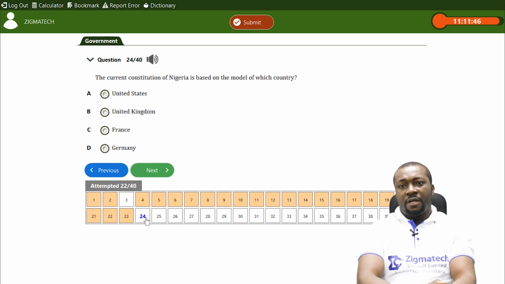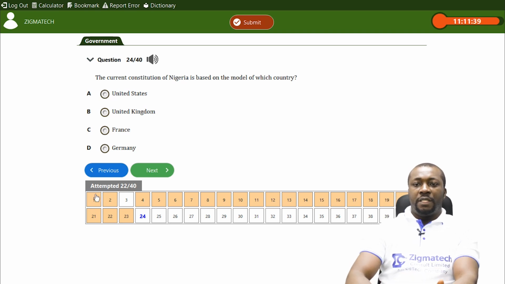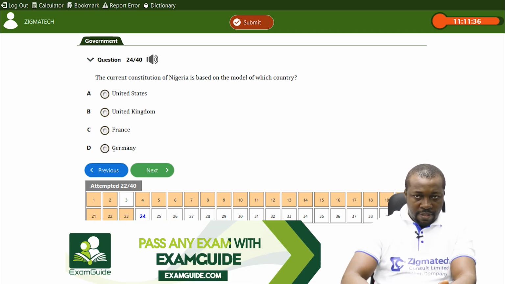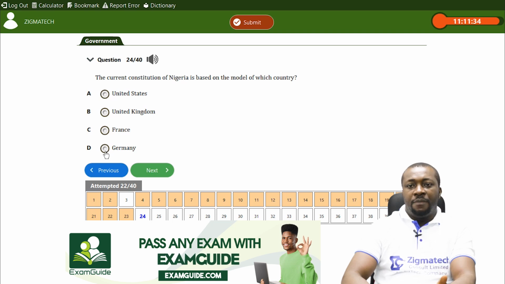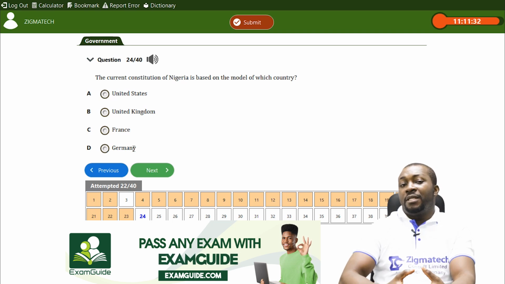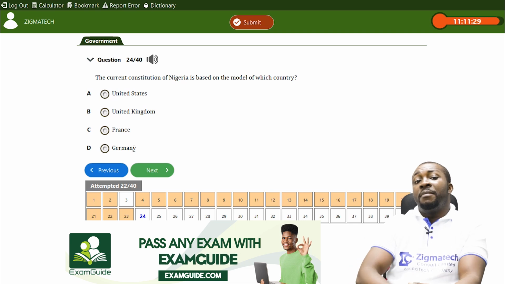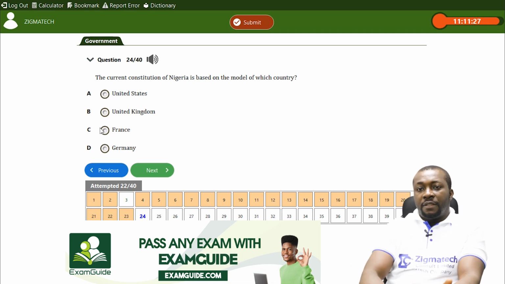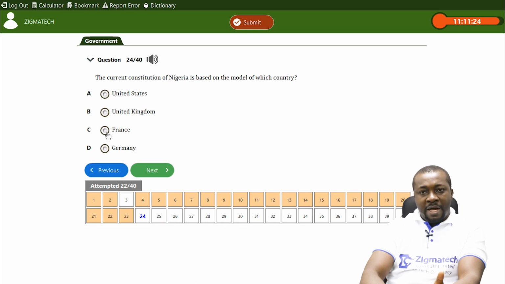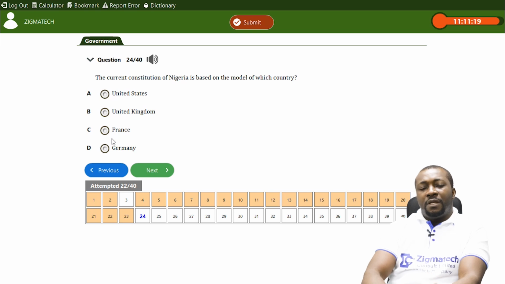Now, number 24, the current constitution of Nigeria is based on the model of which country? Let's start from the last, from D. Is it Germany? Germany practices a parliamentary system of government. Do we practice parliamentary? No. France, we didn't model, even though France, yes, practices something like presidential, but we didn't model our constitution on that of France. United Kingdom is a parliamentary system of government.